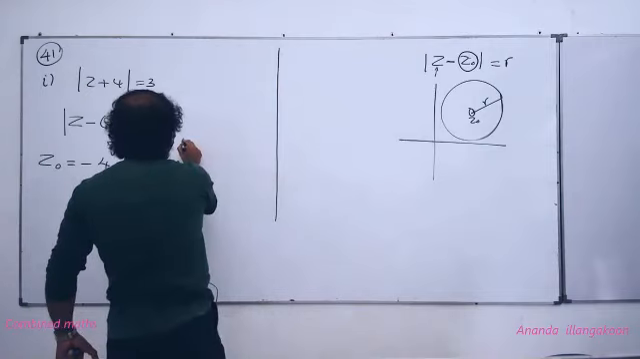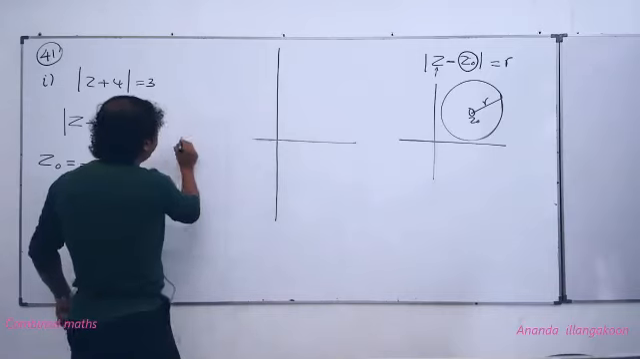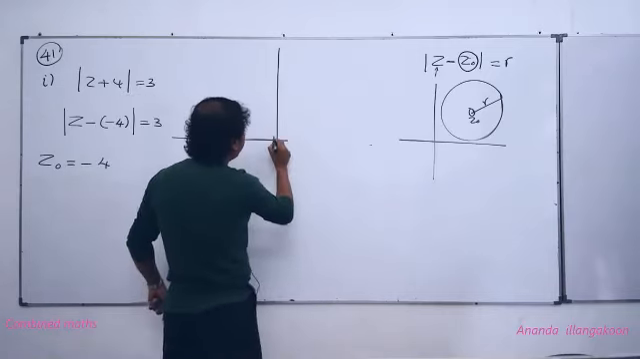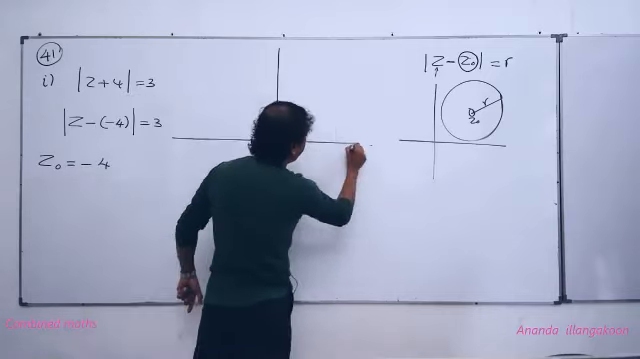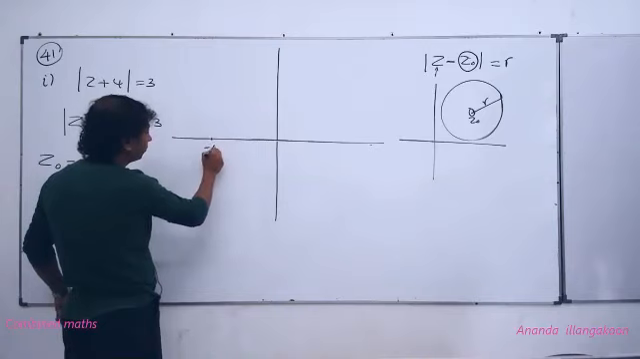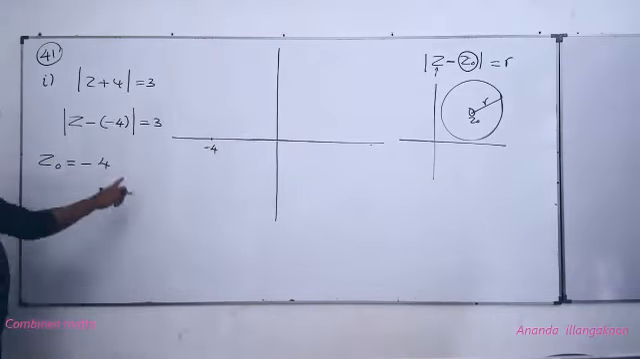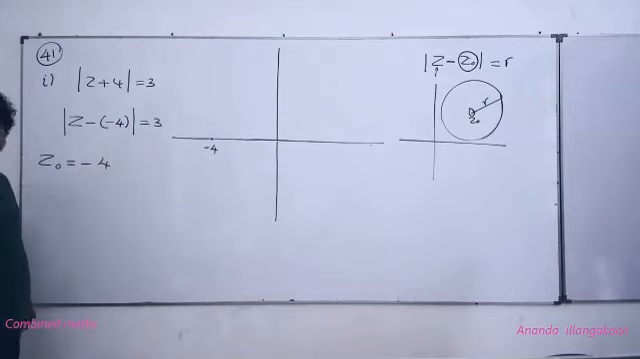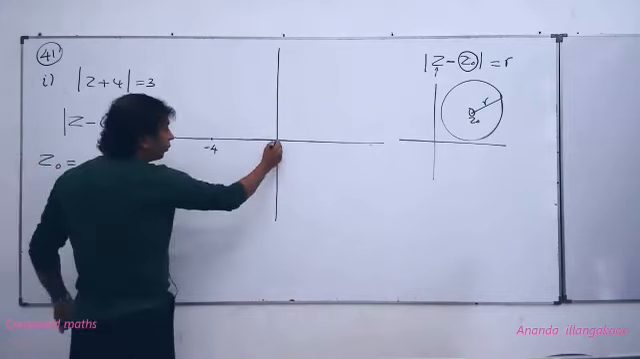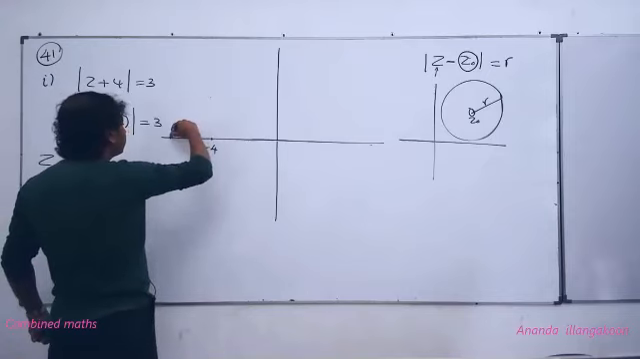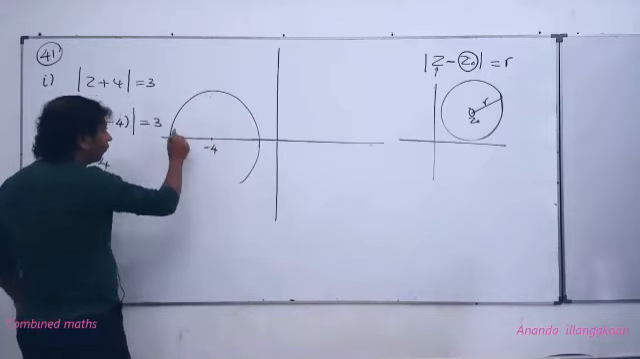Where? At the point minus 4. Like this. This is the center. Right now, what is the radius? Radius 3. The length from here to here, people, is 4 units, but the radius is 3 units. Then the circle you can draw. The circle is this. Right? Like this.